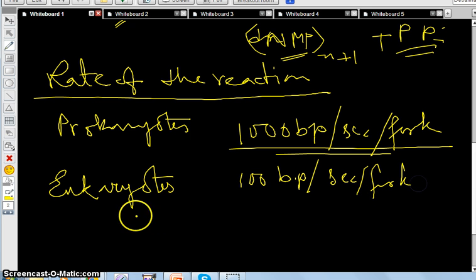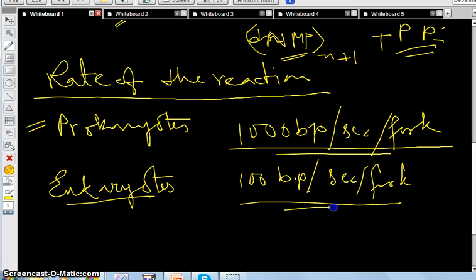Now the question can come: why is this fork movement much slower in eukaryotes than in prokaryotes? The answer is that the DNA is coiled around histone proteins in eukaryotes, whereas in prokaryotes there is no histone molecule, and the DNA molecule is very pure and without any contamination of protein. But in eukaryotes, the DNA is tightly coiled around the nucleosome, which is made up of histone proteins. So first uncoiling this DNA molecule from the nucleosome, and then replicating that DNA, this process takes a little bit of time.